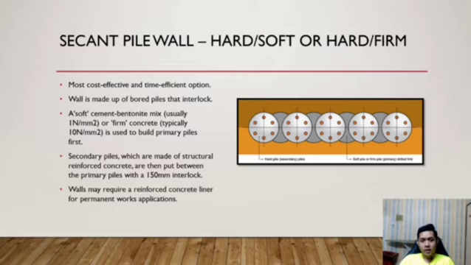The second type is hard/soft or hard/firm. This type of secant pile wall is the most cost-effective and time-efficient option. The wall is made up of bored piles that interlock. A soft cement bentonite mix, usually 1 Newton per millimeter squared, or firm concrete, typically 10 Newton per millimeter squared, is used to build primary piles first. The secondary piles, which are made of structural reinforced concrete, are then put between the primary piles with 150 millimeters interlock. Walls may require a reinforced concrete liner for permanent works application.